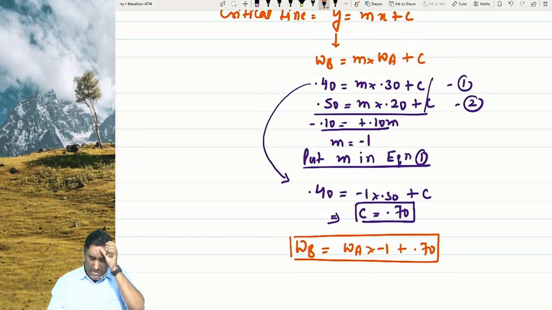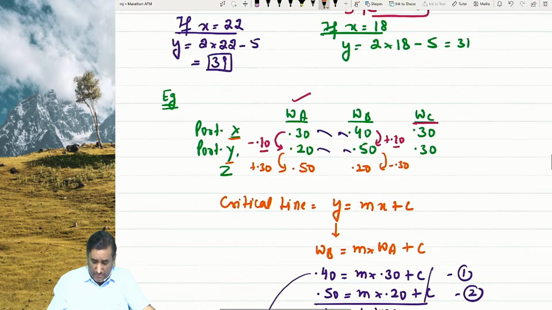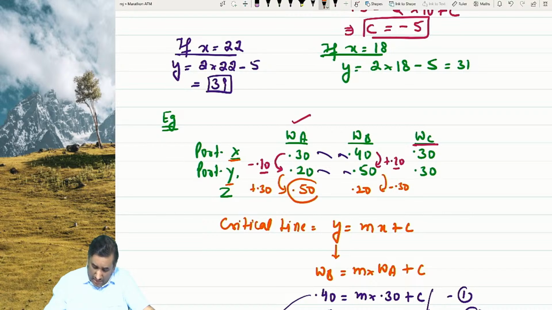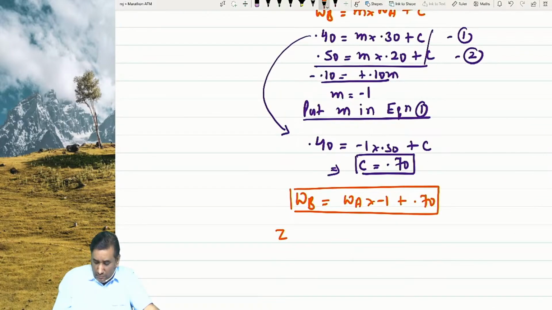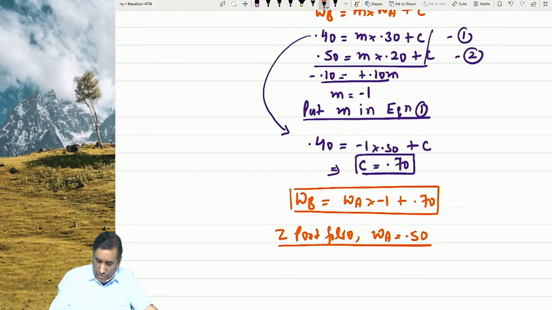Now what did I say in the Z portfolio? What was the weight of A? In the Z portfolio, what was the weight of A? I told you, na. I was assuming in the Z, I gave you this. This we found as a balancing figure, 0.2, by the logical way. I said if in Z portfolio, the weight of A is equal to 0.5, so can we find the weight of B? Weight of B would be equal to 0.5 into minus 1 plus 0.70. How much do we get?